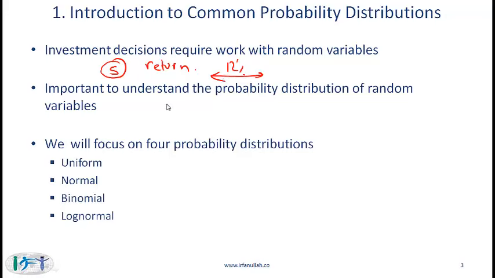It is important to understand the probability distribution function of random variables. So that is what I'm talking about here. The distribution of that expected return is the probability distribution function. As I just mentioned, we will focus on four major probability distributions, which are shown right here. Perhaps the most important distribution is the normal distribution.